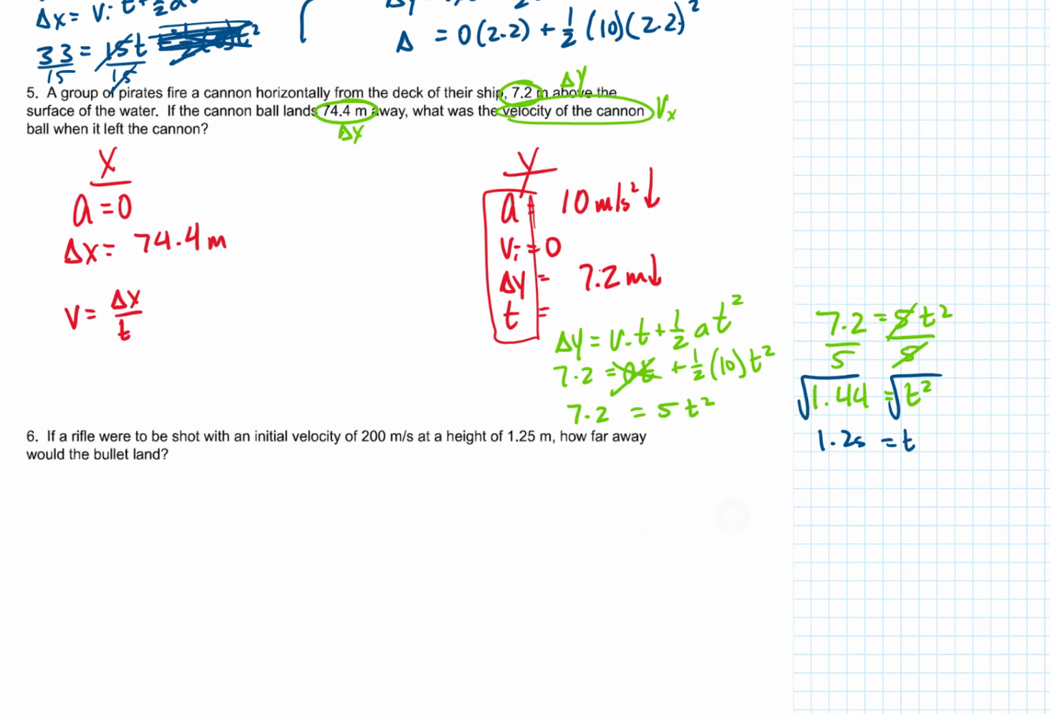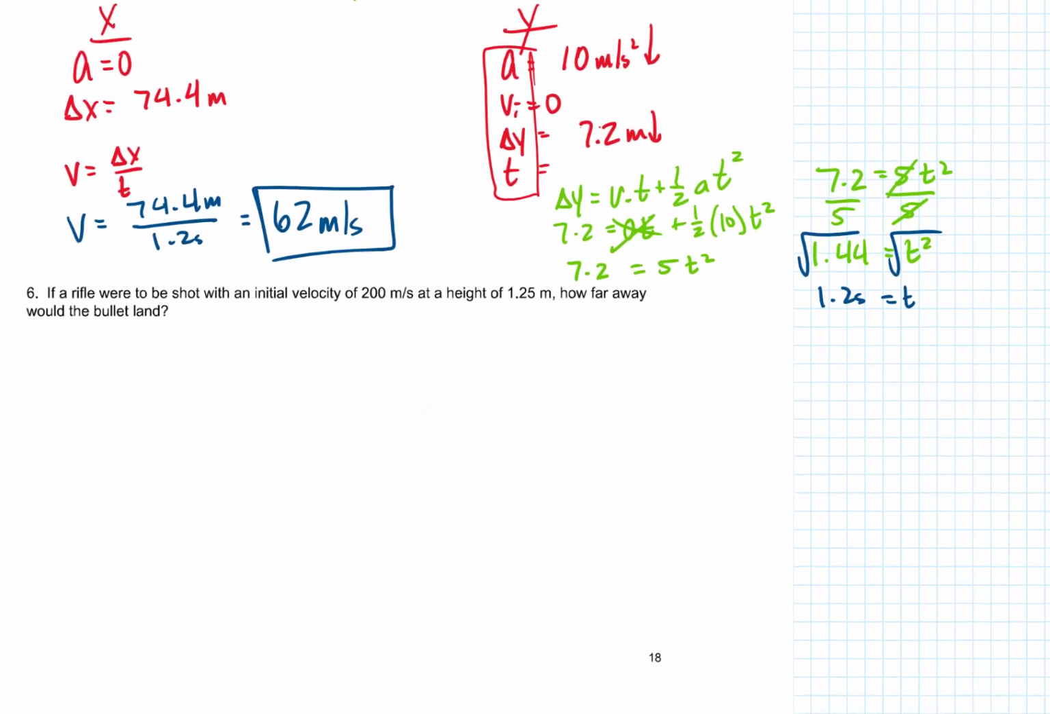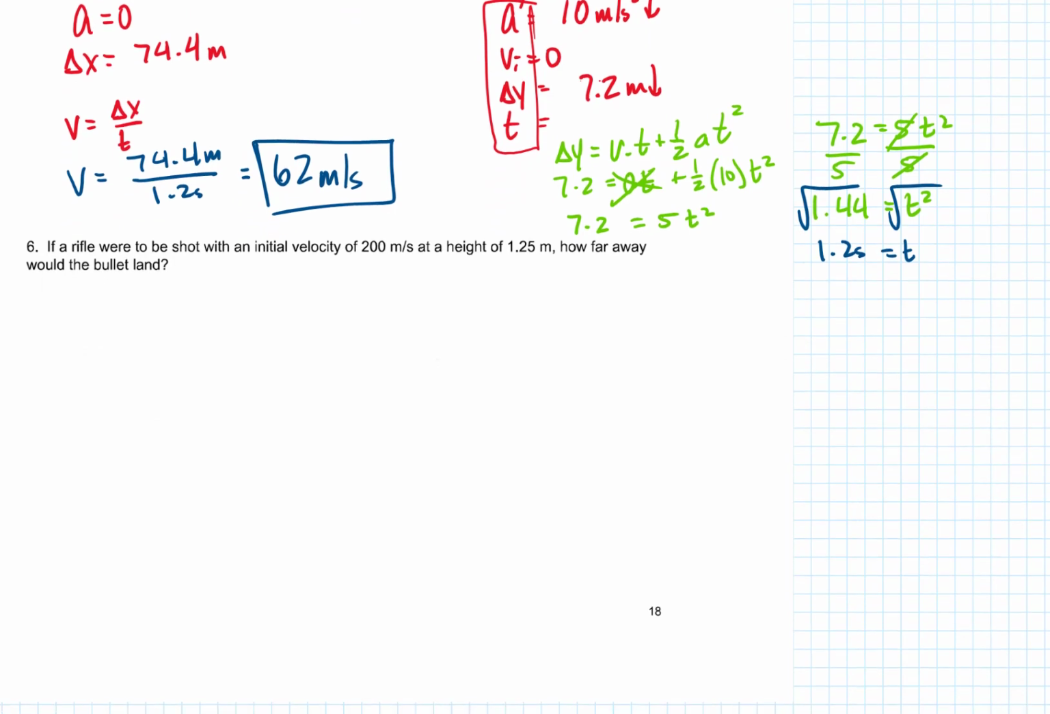So we're going to put that in over here. So we know that our velocity is 74.4 meters divided by 1.2 seconds. So the velocity in the x direction comes out to be 62 meters per second. I hope we're starting to see a little bit of a pattern here. Let's do it again.